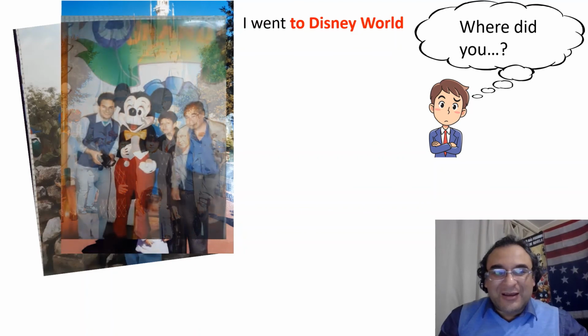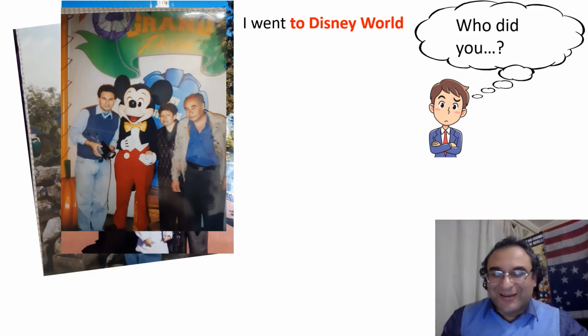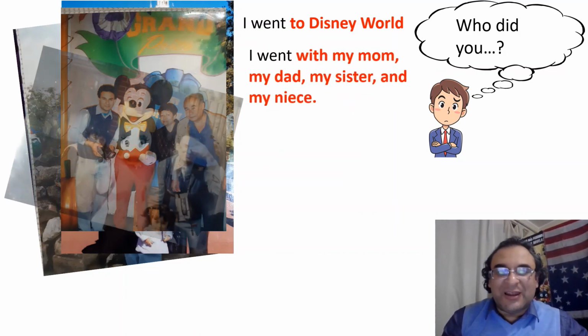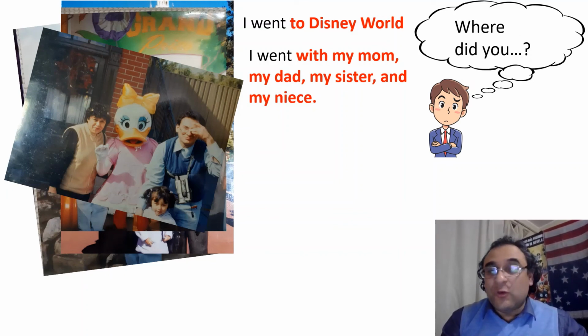Okay, do you know who was with me? Do you know who I went with? Of course, I went with, you can complete the question there, right? I went with my mom, my dad, my sister, and of course, my niece, right? You can see my niece in the photo. All right. Do you know where we stayed?